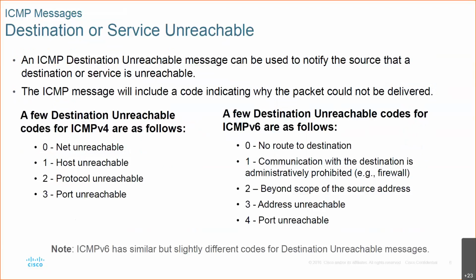There are certain codes with regards to your ICMP messages for version 4 and version 6. For example, 0 means net is unreachable, 1 means host unreachable, 2 means protocol unreachable, 3 is port unreachable. Similarly, you have certain codes with respect to IP version 6. These codes have a special meaning.